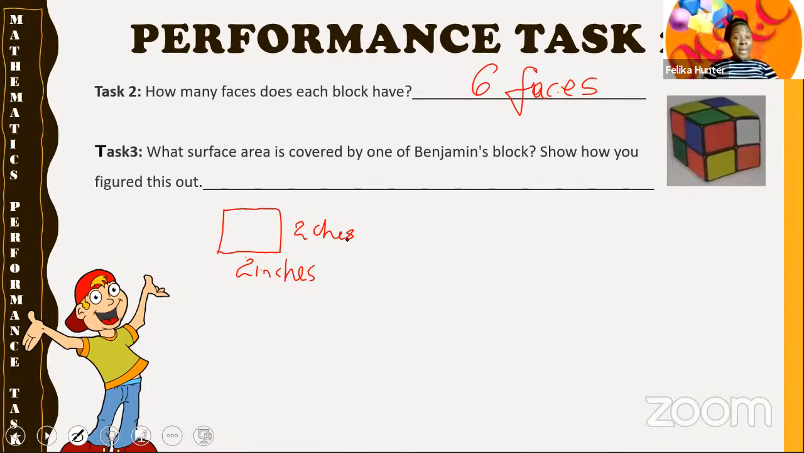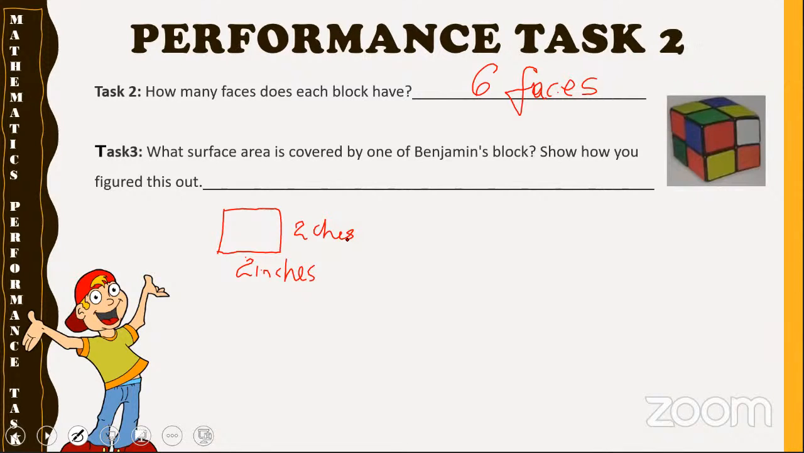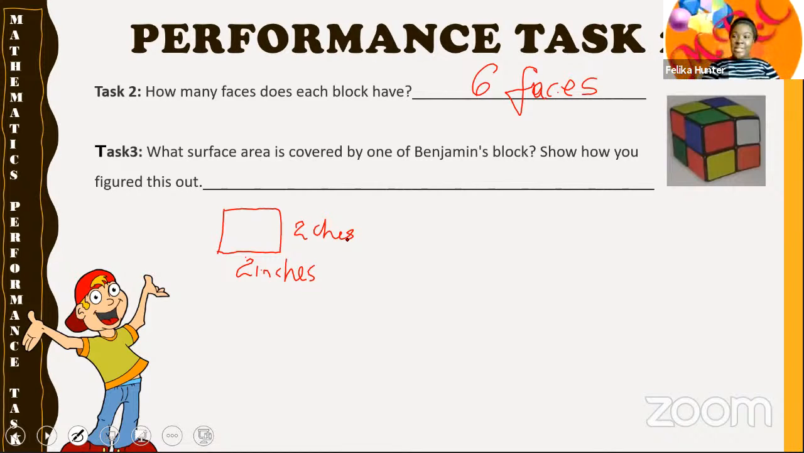Because Benjamin's block is a cube, we know that all 6 faces are going to have the same length and width. All the sides would be the same. So that part is 2, that part is 2, that part is 2. As we go around, the length, the width, and the height would always be the same. So let's calculate the area of one of these faces.